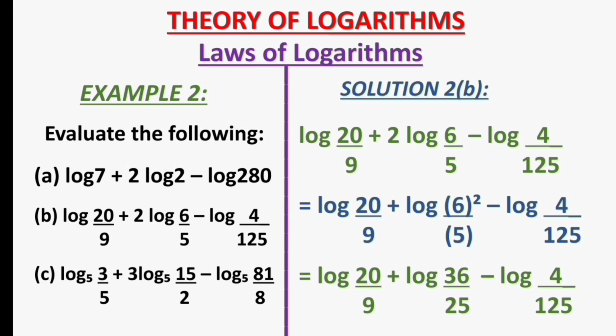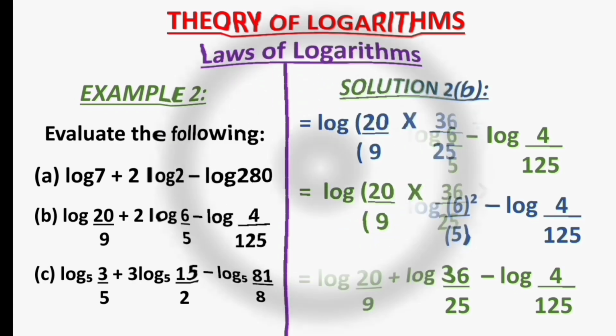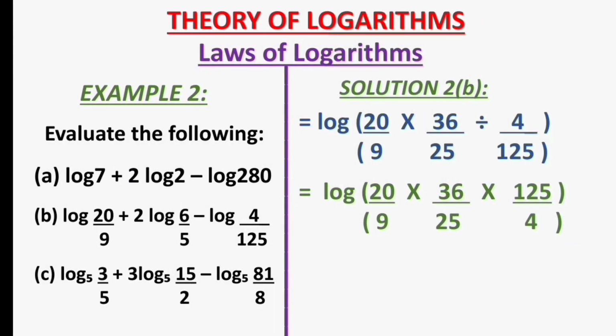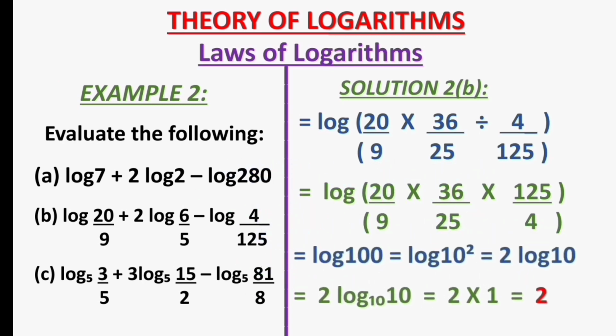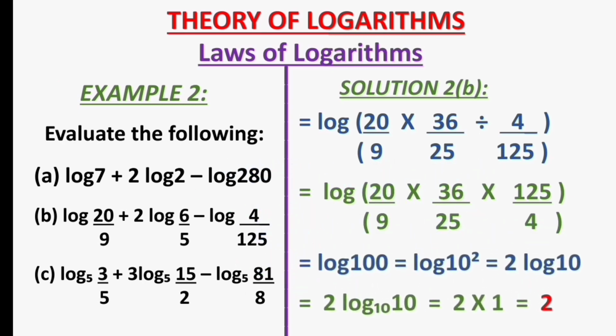Next, let's apply the laws of logarithms involving the addition of logarithms and the subtraction of logarithms. Question 2b leads to logarithm of 20 over 9 times 36 over 25 divided by 4 over 125. This will lead to 20 over 9 times 36 over 25 times 125 divided by 4. That is inverting the dividing fraction and changing the division sign to multiplication sign. This will lead to the logarithm of 100, which when simplified, our answer is 2.